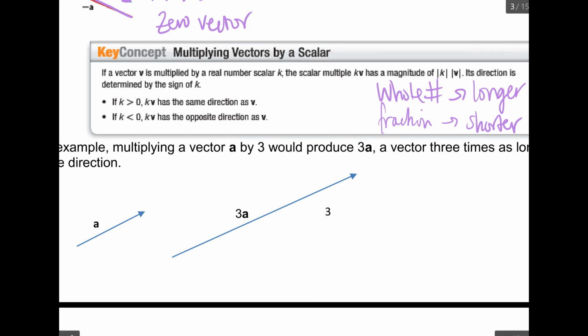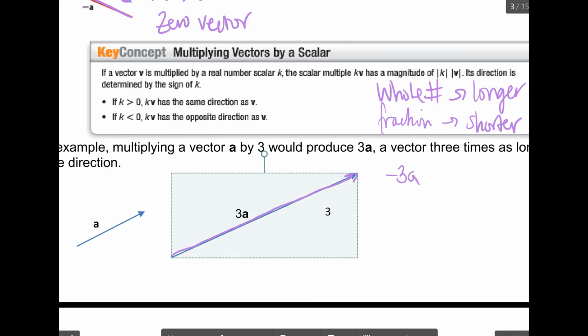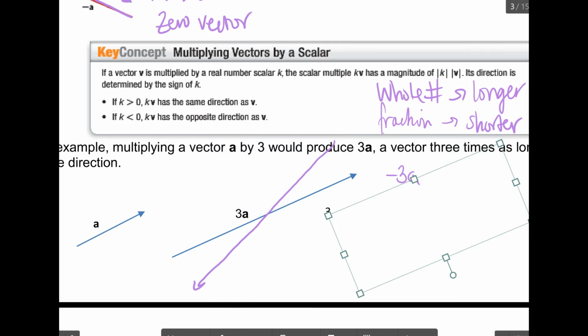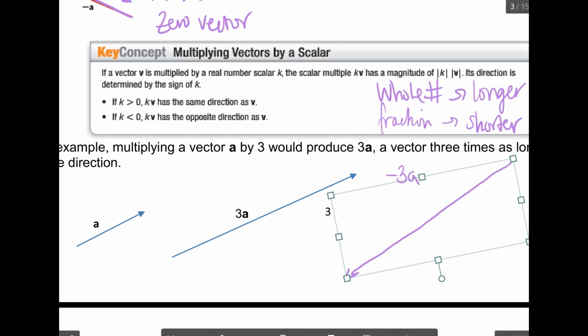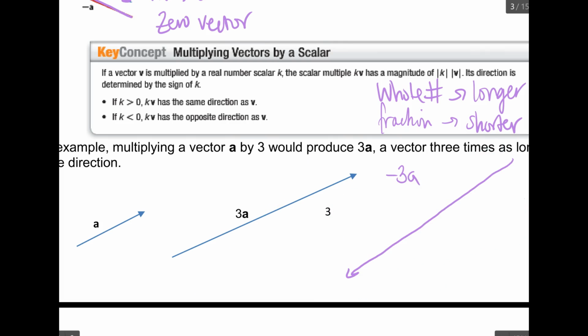What if I multiplied A by negative 3? What will happen then? Exactly, it'd be the same length, but it switches direction. Oops, I didn't quite get this perfectly. There, this is negative 3A. It's the exact same length, just total opposite direction. Okay. So far, so good.